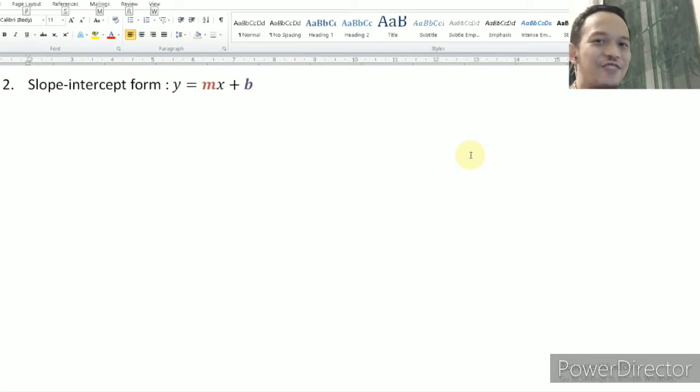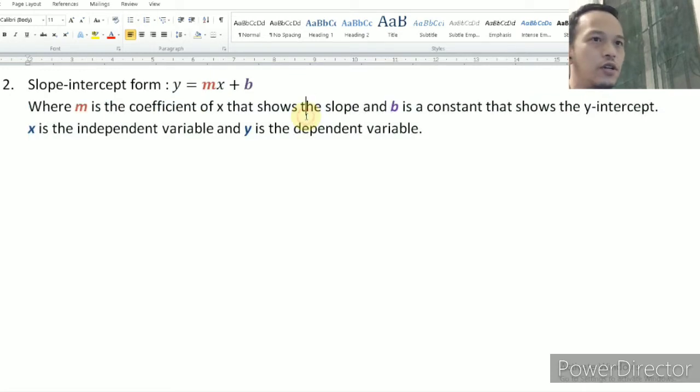Now let's speak about the second form, the slope-intercept form. So this is the form. I want you to remember that y equals mx plus b. Be careful that we only use two variables here, y and x. The m and b are just constants, okay? The m is the coefficient of the x. Let me give you a reminder: m is the coefficient of the x that shows the slope. So m refers to the slope of your graph, and b is a constant that shows the y-intercept. While x is the independent variable and y is the dependent variable.